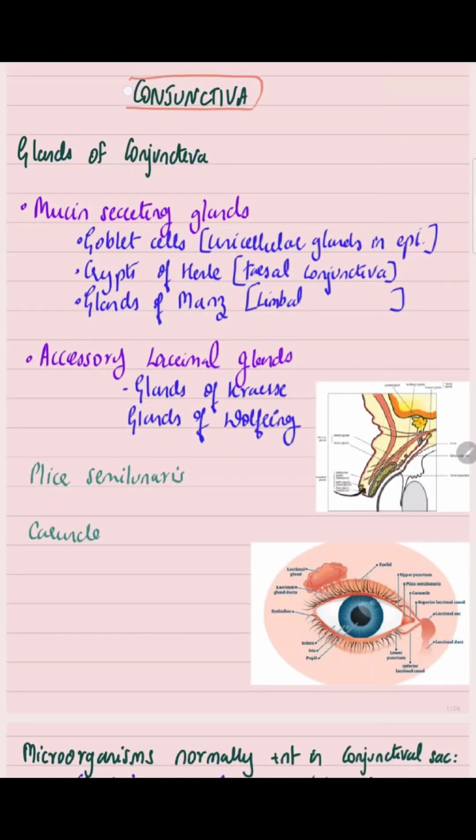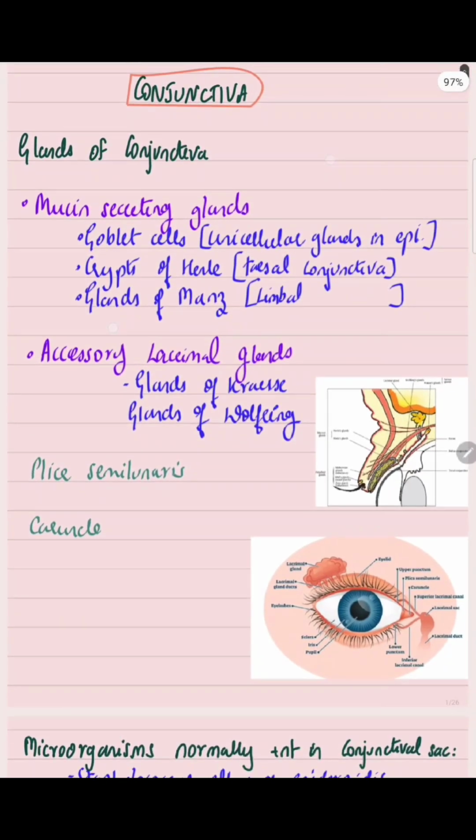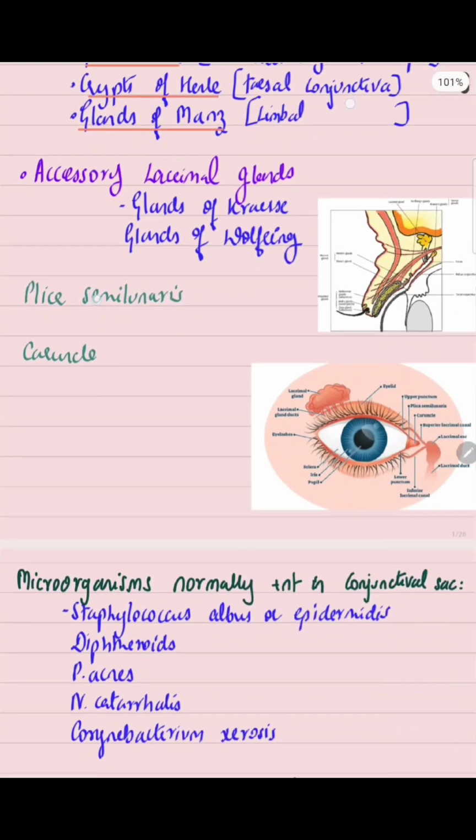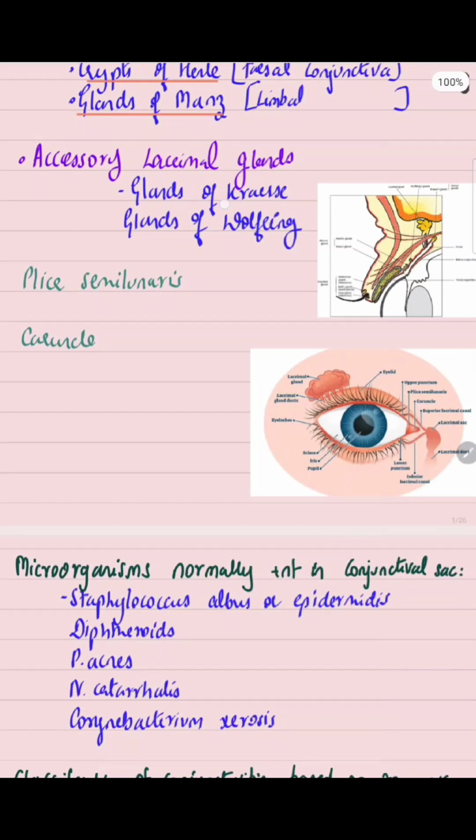Conjunctiva. First, we'll discuss the glands of conjunctiva. There are mucin secreting glands and accessory lacrimal glands. Mucin secreting glands are the goblet cells, which are unicellular glands in the epithelium, the crypts of Henle, which are present in the tarsal conjunctiva, and the glands of Manz, which are present in the limbal conjunctiva. Accessory lacrimal glands are the glands of Krause and the glands of Wolfring.